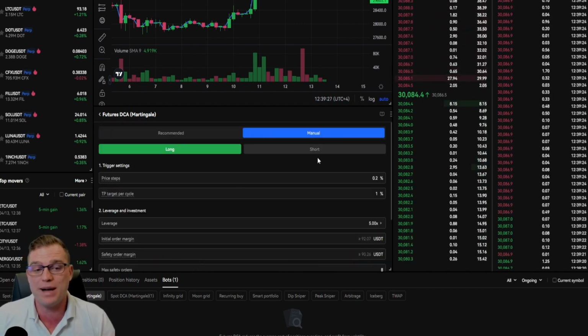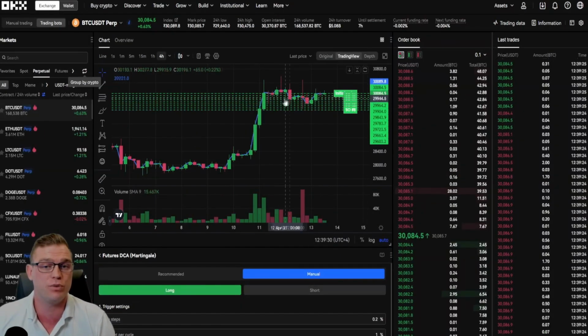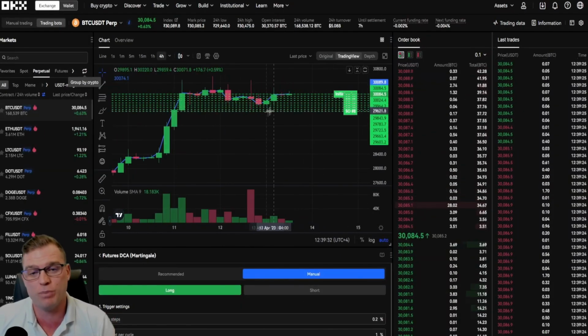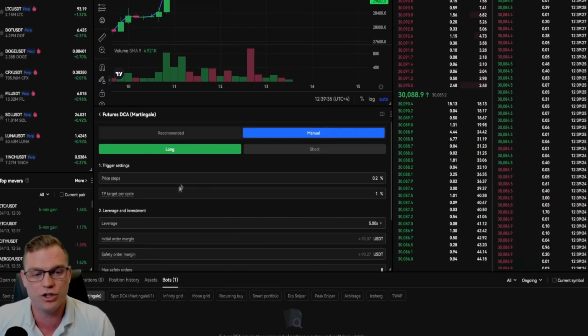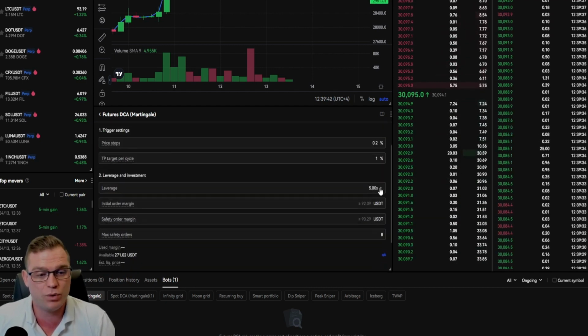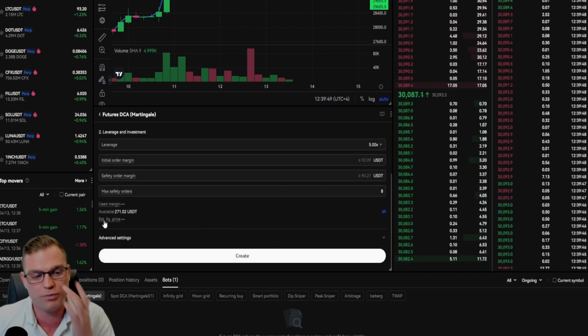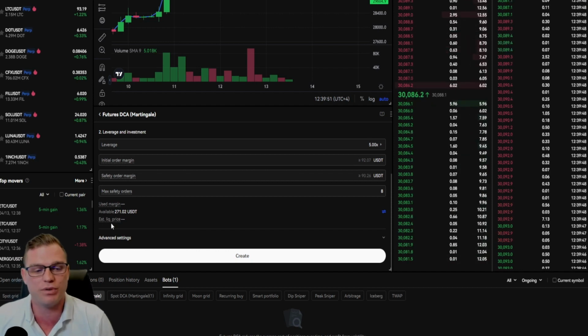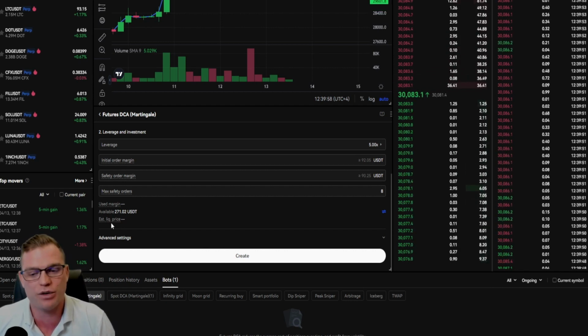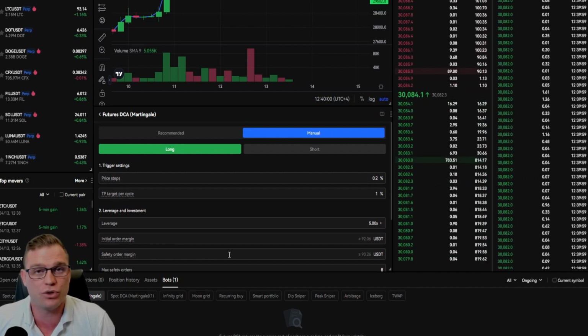However, if you did want to manually create one and you wanted to create a bot that was to dollar cost average just like that of the spot in the long direction, you can simply do it by clicking long. Now again, you need to select your price steps, your TP per target, the amount of leverage you want to use, the initial order margin, the safety order margin, max safety orders. Again, you must be very, very careful because it is going to give you an estimated liquidation price. And if the price goes in the opposite direction of your bot and it does hit that liquidation figure, it is going to liquidate your account. So don't let that happen.